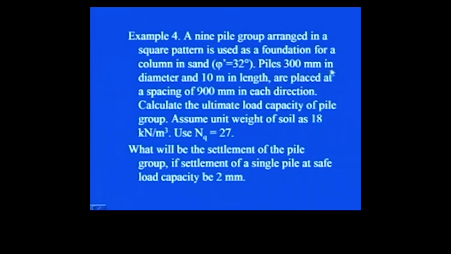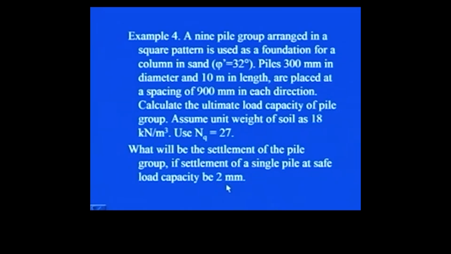Piles 300 mm in diameter and 10 meter in length are placed at a spacing of 900 mm in each direction. Since it has been arranged in a square pattern, 900 mm is the spacing in both the directions. Calculate the ultimate load capacity of pile group. Assume unit weight of soil as 18 kilonewton per meter cube and use NQ as 27. Then the second part of the problem is: what will be the settlement of the pile group if settlement of a single pile at safe load capacity be 2 mm?